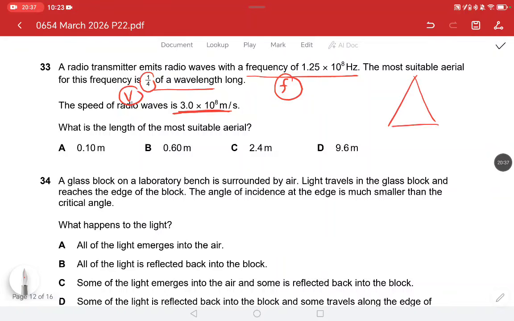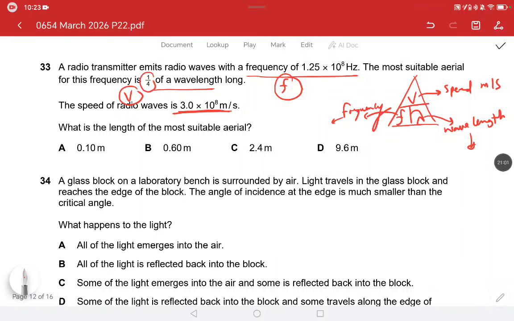The formula of V is F times lambda. And you know that V is the speed, F the frequency, and lambda is the wavelength. The speed is in meters per second, and wavelength is in meters, so frequency should be in hertz. Okay. Now the question is to find which one? We need to find lambda.